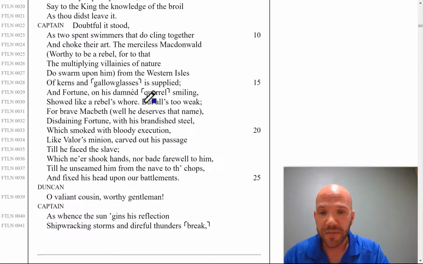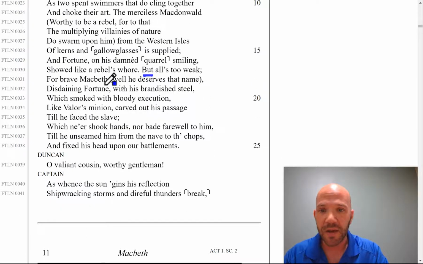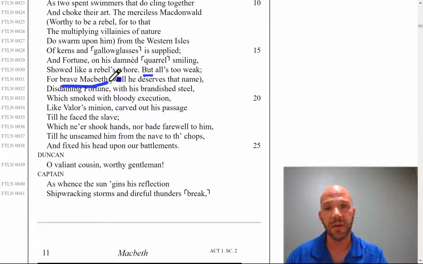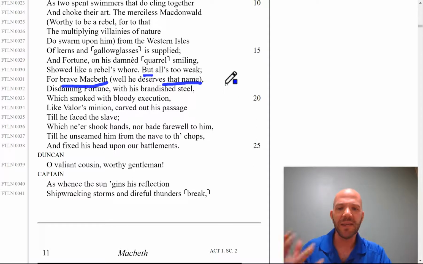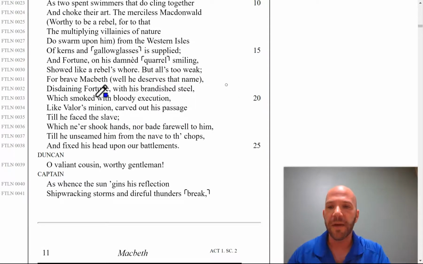But now here's the shift. "But all is too weak." All right, it wasn't enough for brave Macbeth. And now here's the first time he says that name. We heard it in scene 1 with the witches. Well, he deserves that name. We're even adding that he is really brave. He deserves to be called that.